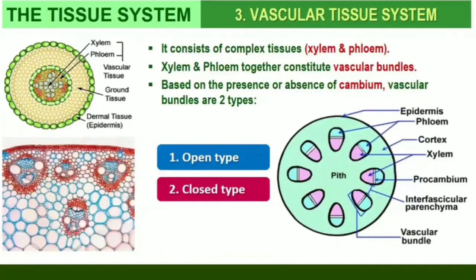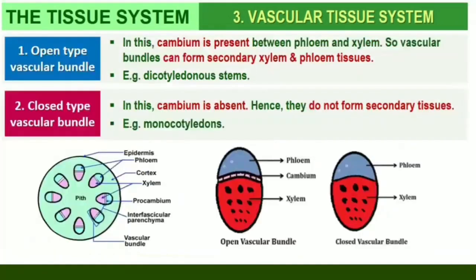Lastly, the vascular tissue system. The vascular system consists of complex tissues, the phloem and the xylem. The xylem and phloem together constitute vascular bundles. In dicotyledonous stems, cambium is present between phloem and xylem. Such vascular bundles, because of the presence of cambium, possess the ability to form secondary xylem and phloem tissues, and hence are called open vascular bundles. In the monocotyledons, the vascular bundles have no cambium present in them. Hence, since they do not form secondary tissues, they are referred to as closed.